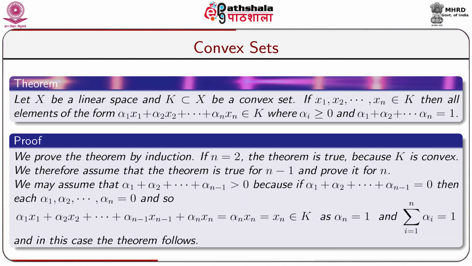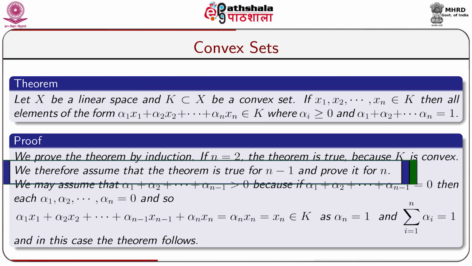Let us take another theorem. Let X be a linear space and K a subset of X which is a convex set. If x1, x2, ..., xn belong to K, then all elements of the form alpha1 x1 plus alpha2 x2 plus ... plus alphan xn, where alpha_i greater or equal to 0 with alpha1 plus alpha2 plus ... plus alphan equal to 1, belong to K. We now prove the theorem by induction. If n is equal to 2, the theorem is true because K is convex.